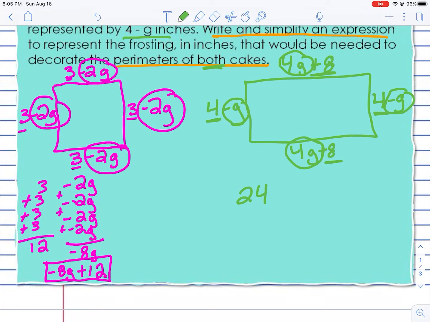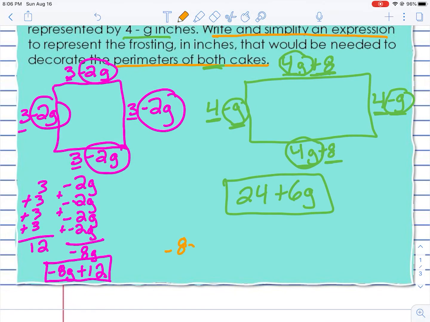Okay, so I know that 4 plus another 4g gives me 8g, plus a negative g, well, that's 7g, plus another negative g, that leaves me with only 6g's. Okay, so here is the perimeter of my rectangular cake. So where is my answer? Remember, we need the perimeters of both cakes together. So now I have to add them up.